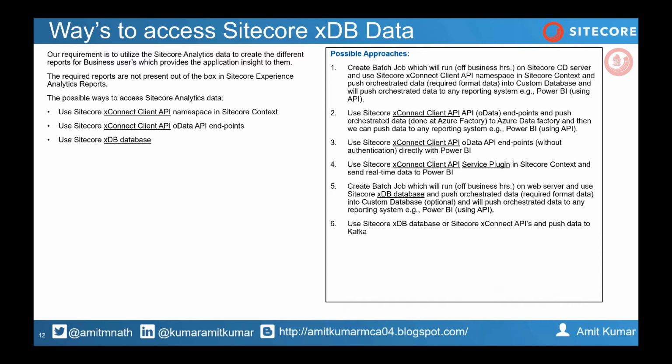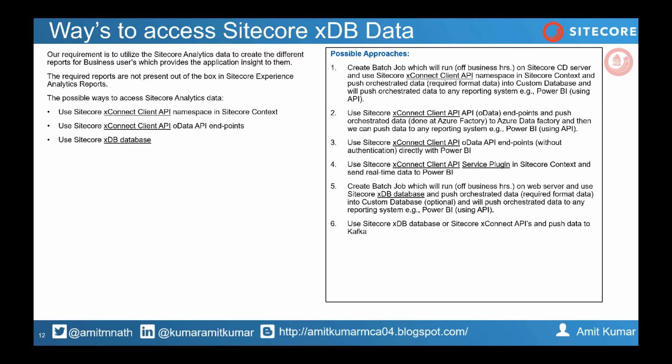But with the help of external reporting tools like Power BI, you can create that. Sitecore provides you three ways to do that. One is that you can access the XConnect Client API in the Sitecore context. Other is the XConnect OData API endpoint, which I am explaining, that you can use in the non-Sitecore context. And third is you can directly access the Sitecore xDB database. From my understanding and experience, I was able to identify six ways which can be utilized to get the data out of XConnect, and we can create reporting as per our need.